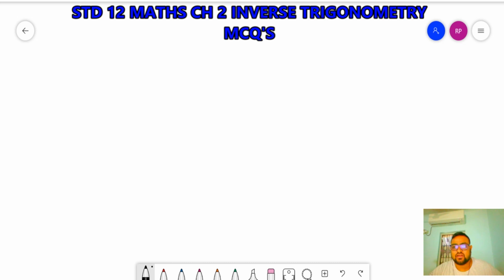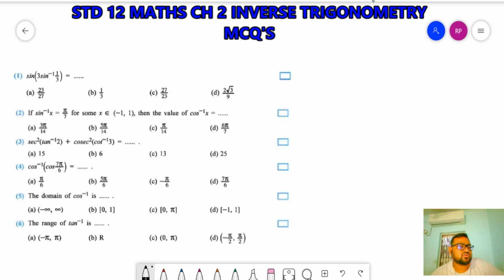Okay, so let's start. Question 1, sin(3 sin inverse 1/3). Clear? So what can we do here? I can take this as sin 3 theta. What is the formula for sin 3 theta? It is 3 sin theta minus 4 sin cube theta. So here what is theta? What we have taken theta? Sin inverse 1/3.